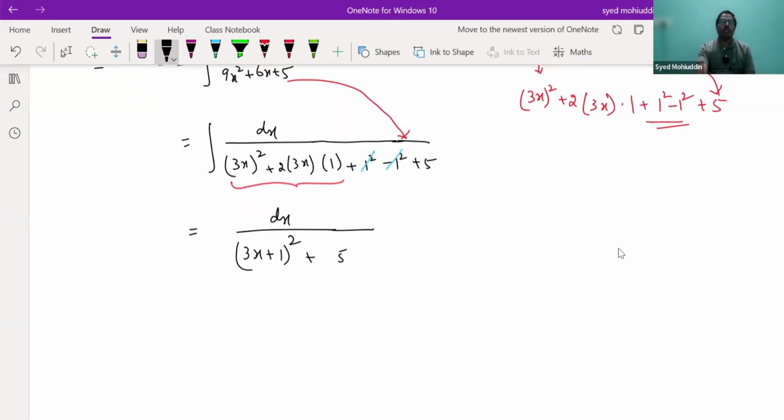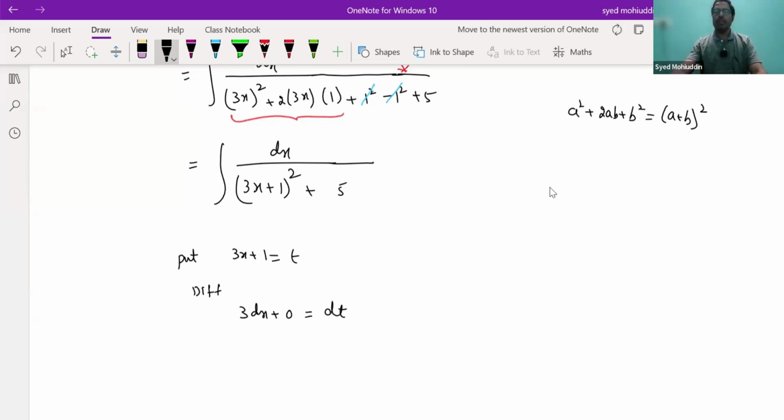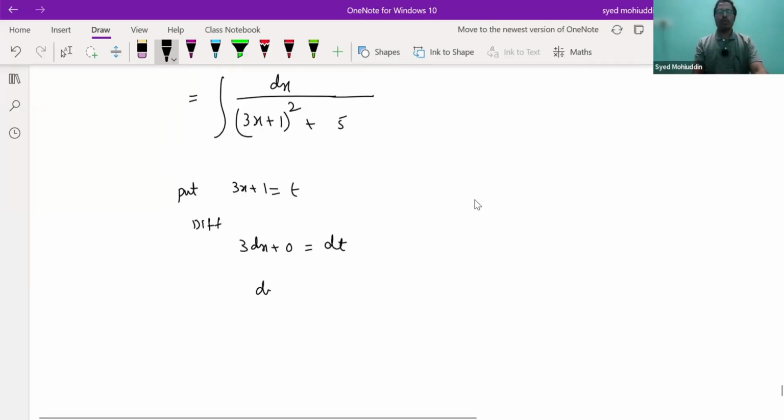So it is the integral. Now I need to use the substitution method to integrate this one. So put 3x plus 1 equal to t and differentiate this one. 3 as it is, the derivative of x is dx, plus the constant 1, whose derivative will be 0, is equal to dt. If I ignore that 0, I'm left with 3 dx is equal to dt. Cross multiply that 3, so it is dt by 3.